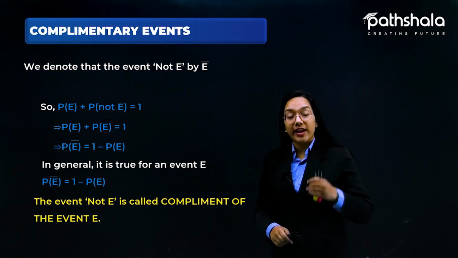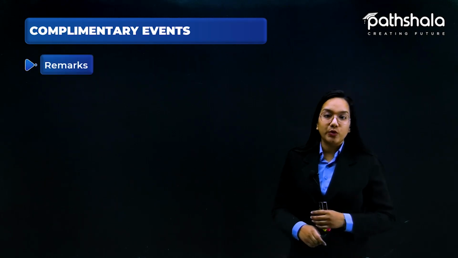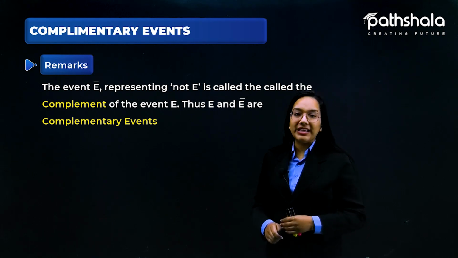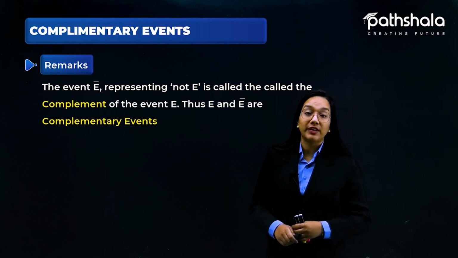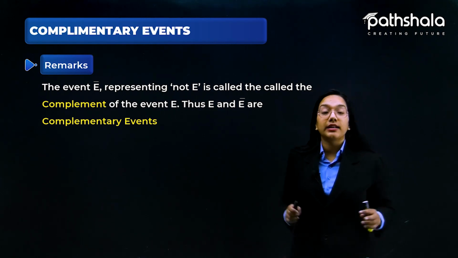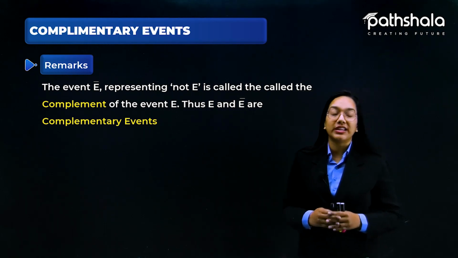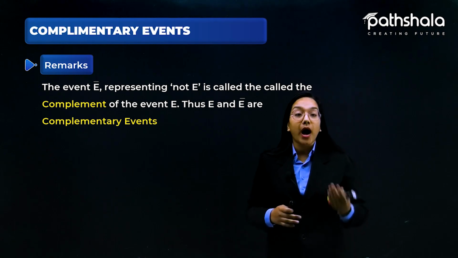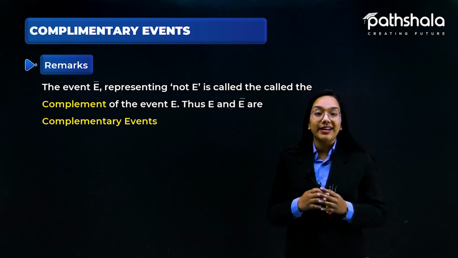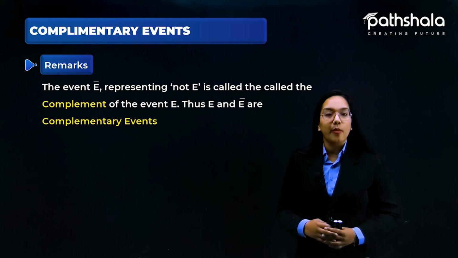And thus a very special remark comes up from this statement: the event E bar, representing not E, is called the complement of the event E, and thus E and E bar are called complementary events to each other. So always remember, not E is always represented by E bar, and it is also called the complement of the event E, and altogether E and E bar are called complementary events. So this is all about the complementary event.